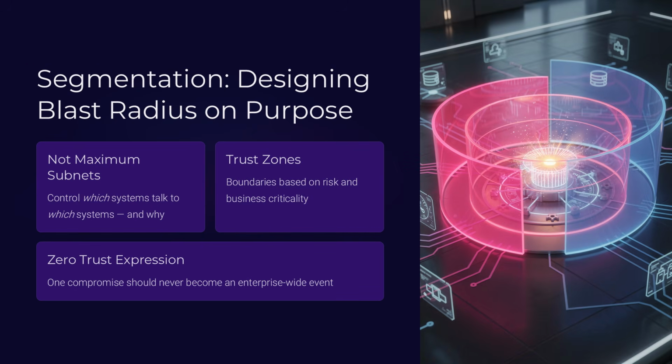With hub and spokes understood, you now focus on segmentation because segmentation is the network expression of zero trust. Segmentation is not about creating the maximum number of subnets. It is about controlling which systems can talk to which systems and why. Your segmentation strategy defines trust zones and boundaries based on risk and business criticality. For leaders, segmentation reduces the chance that one compromise becomes an enterprise-wide event. For architects, segmentation reduces future rework because it prevents everything connected to everything from becoming the default architecture.